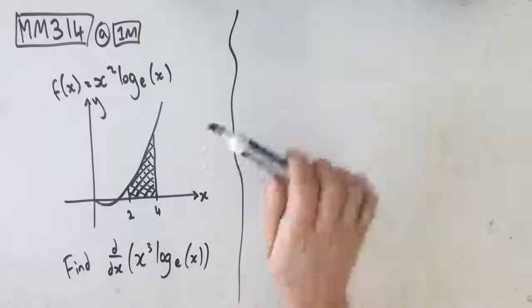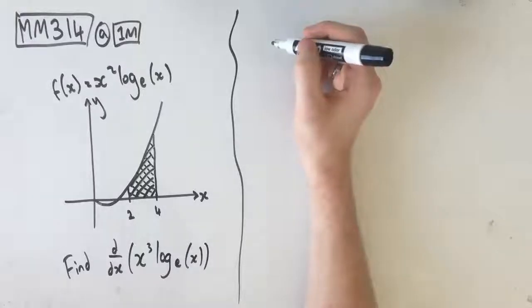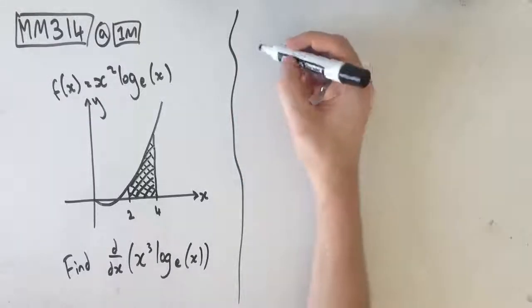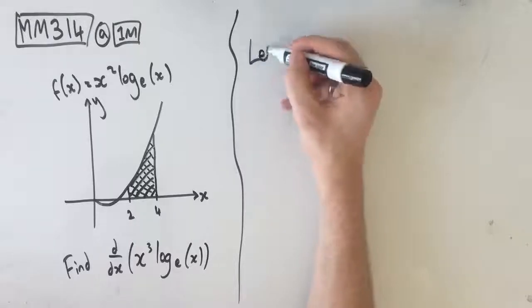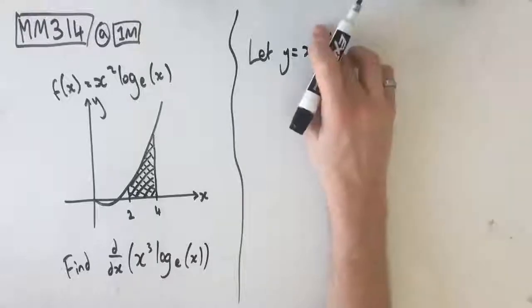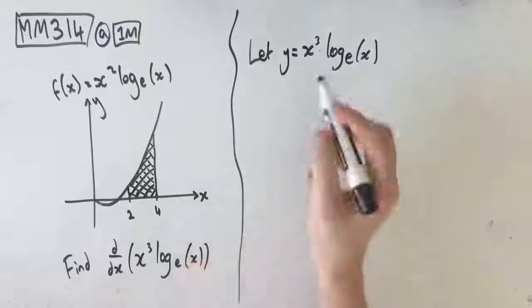Find the derivative of x cubed log e of x is our first part. So part A. This is a 1 mark question. We're not allowed to use our calculator, so we've got to keep that in mind. So where are we going to start with this? Firstly, I'm going to say let y equal x cubed log e of x, because we're dealing with this one down here, remember?